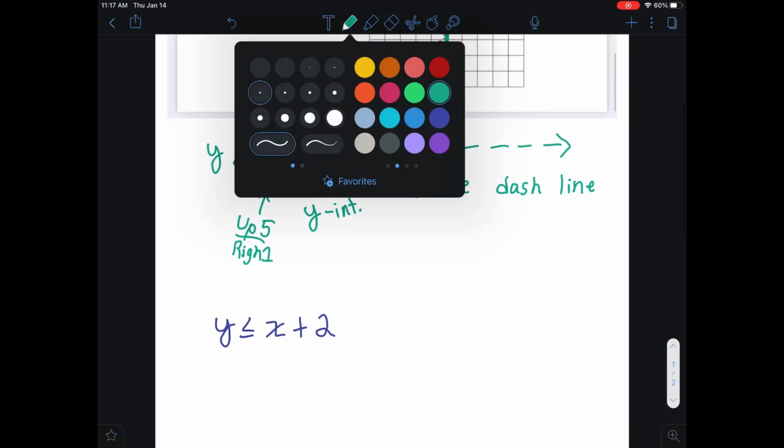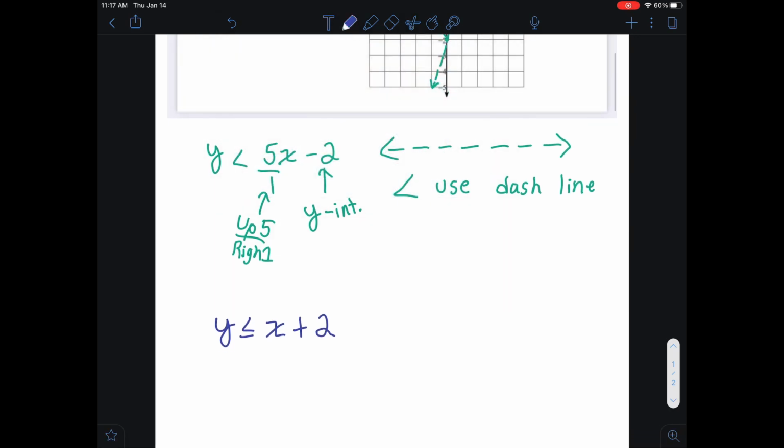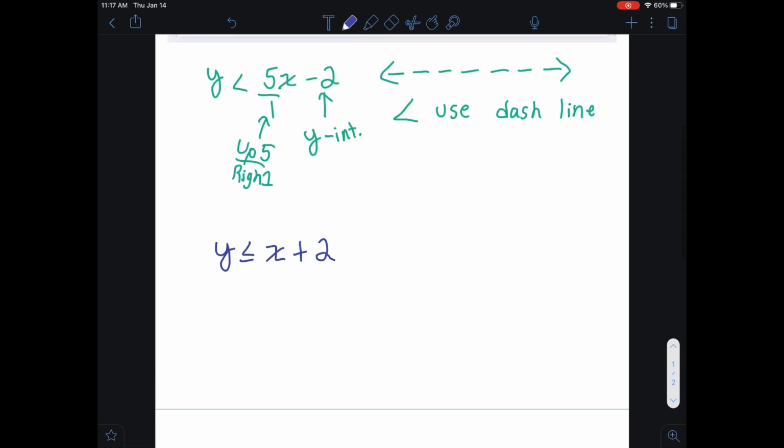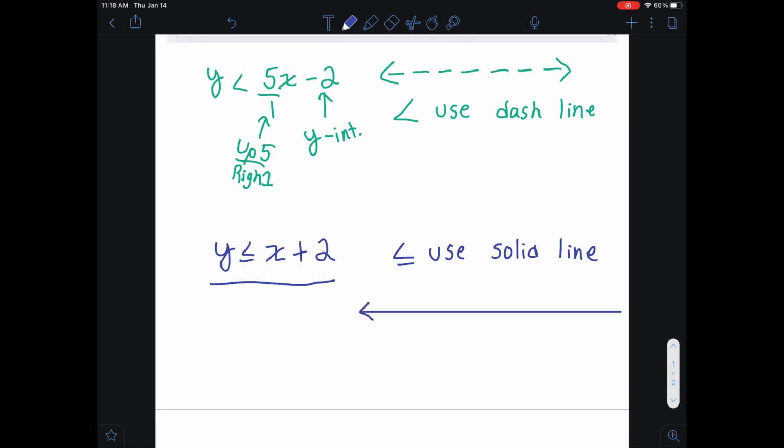Now, there's another step after we graph both of them, which I'll tell you. So we can notice the next equation. y is less than or equal to x plus 2. So if we look at the sign, because it's less than or equal to, we have to use a solid line, which looks like this. This is like the classic line you usually see.